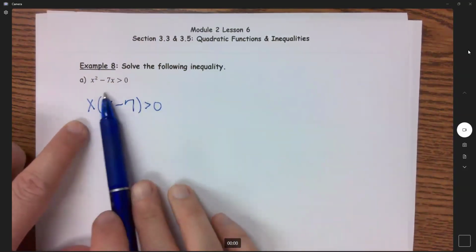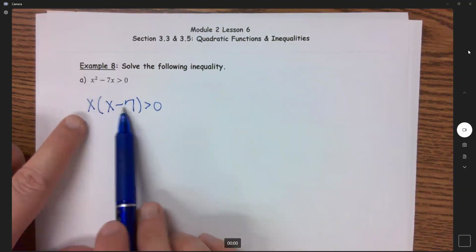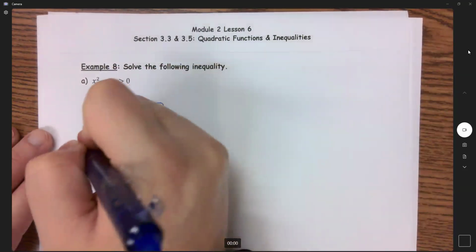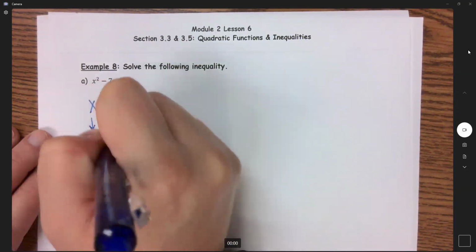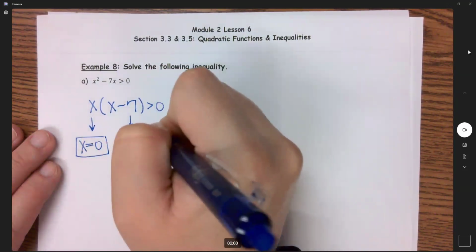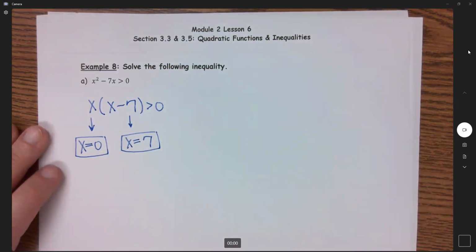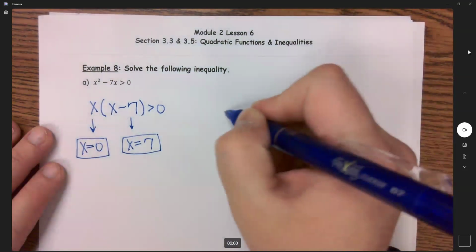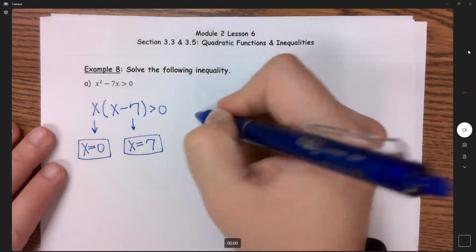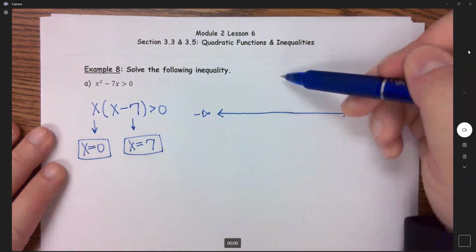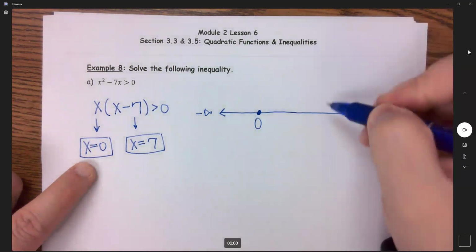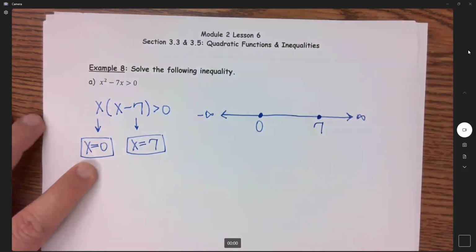If you distribute that back, we get back to the original. X times x is x squared. X times negative 7 is negative 7x. So now, solve these. My first x-intercept is at x equals 0. And then my second one is at x equals 7. Now again, all I really care about is that x-axis. So I'm going to make this rough sketch right here. And we have negative infinity to infinity. I'm not even making that y-axis here. And this is crossing at 0 and crossing at 7.